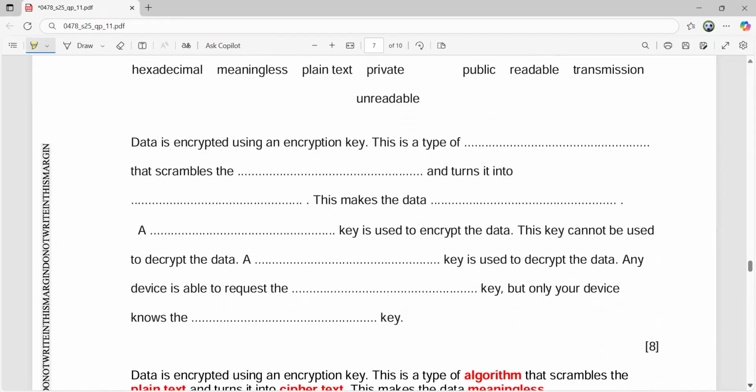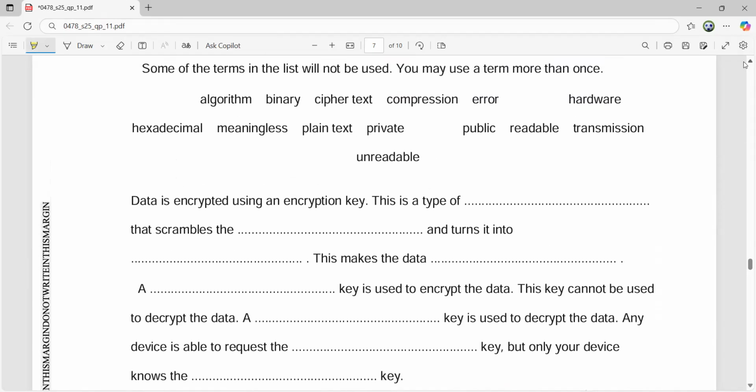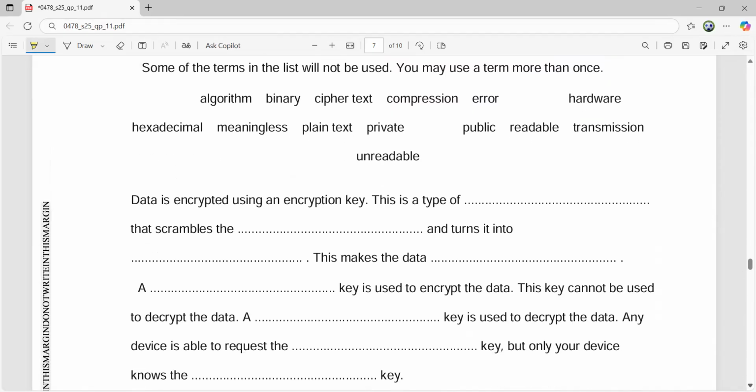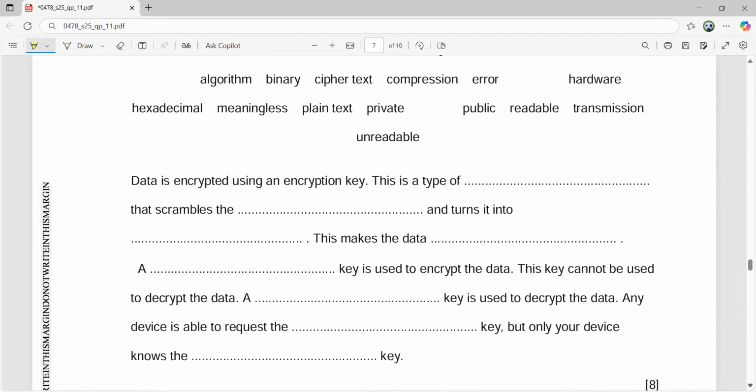Now, just be clear, it is going to be encryption done in asymmetric with a different key, and decryption is done with a different key. I hope that we all remember. Any device is able to request the blank key, but only your device knows the blank key. It is asymmetric encryption, and these are the terms that are available. Let's see how quickly we are able to fill in the blanks with the appropriate words, and then we will discuss our answers. It's an 8-mark question. Giving you a minute to solve, and we will discuss.